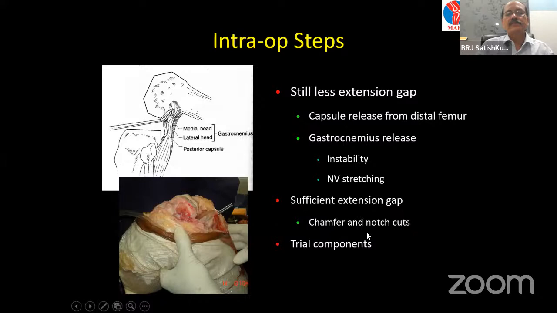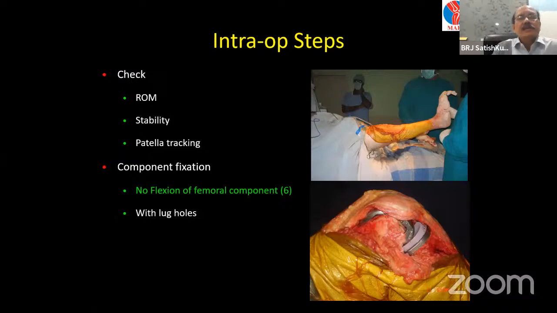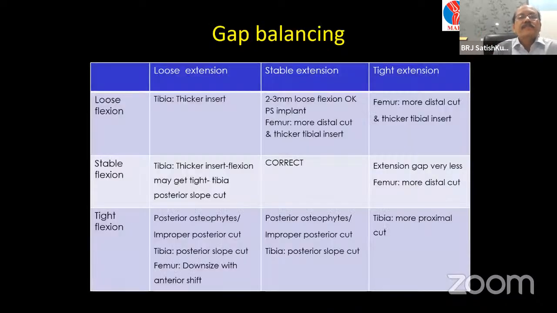And if the extension gap is sufficient, then you go for chamfer and notch cuts, and then you can go for trial components. And again, when you're placing the femoral component, there should not be any flexion. If you do not take care, the femoral component itself can get slightly flexed. And this flexion of the femoral component will result in persistent fixed flexion deformity. You won't be able to extend because the femoral component is already flexed. So this is the gap balancing chart.